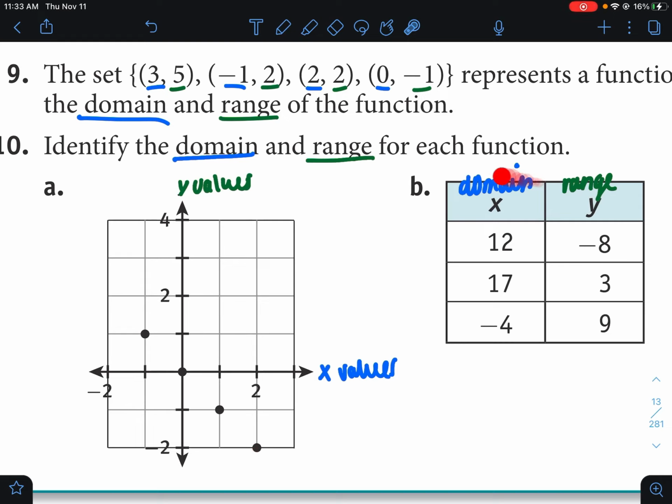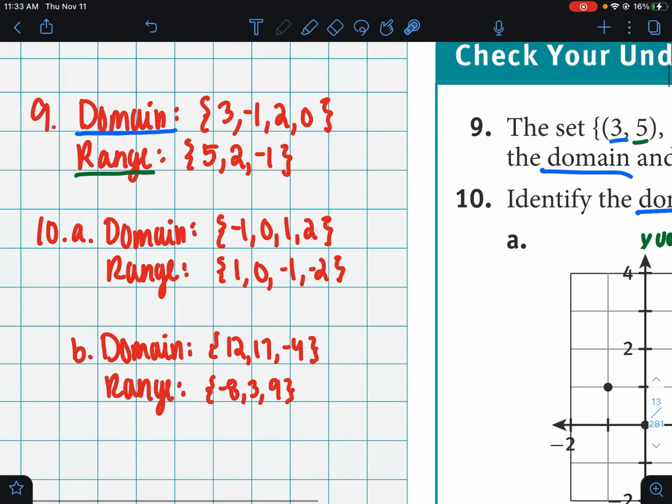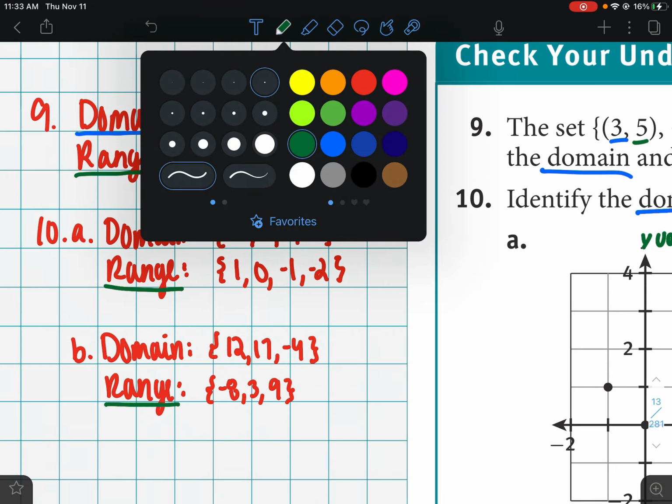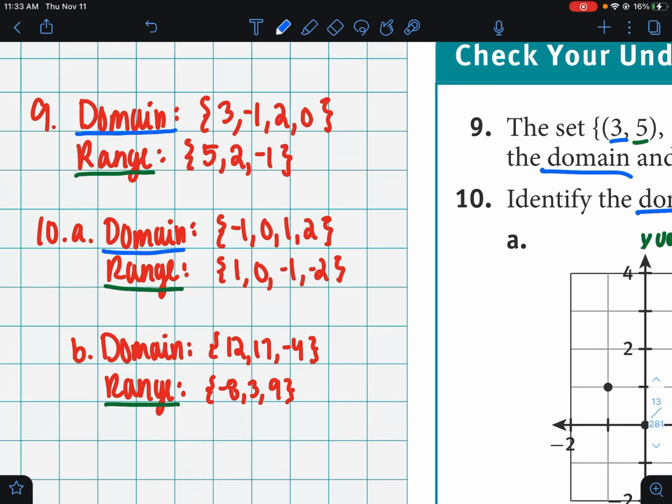Our domain over here is 12, 17, and negative 4. Our range is negative 8, 3, and 9. So there are your full answers in case I went too fast for you. Again, domain is your input or your x values, and your range is your output or your y values.